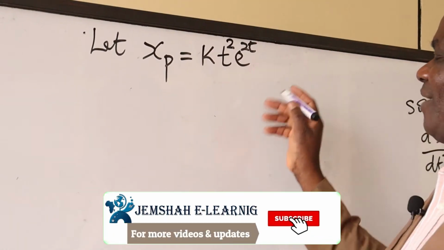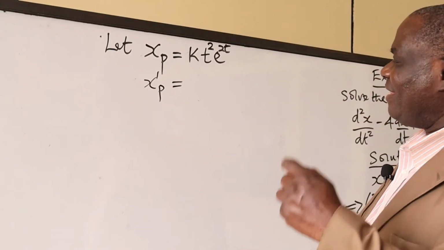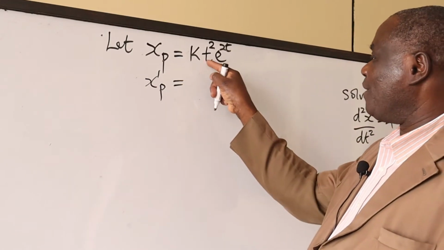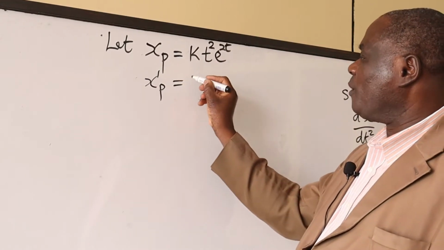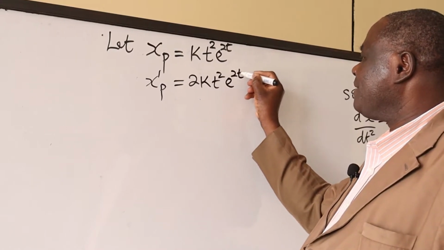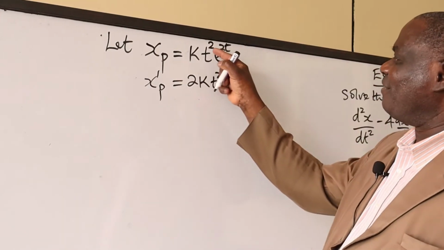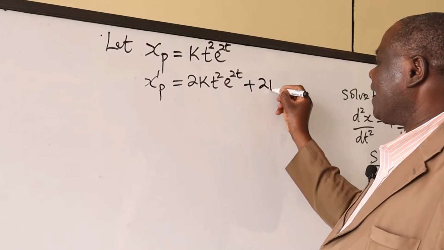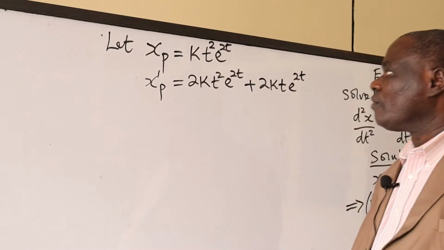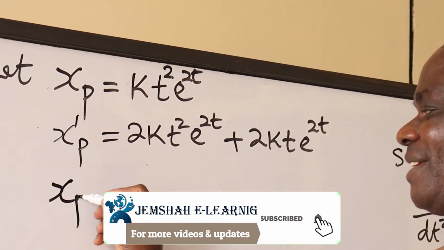Now, after knowing it is the correct letting, we can operate on it and get the first and second derivative. Let's get the first derivative. This is a product of two functions. We keep this one constant, differentiate this. So we'll get 2k t squared exponential 2t plus, now we keep exponential 2t constant, differentiate t squared, we'll get 2k t e power 2t.